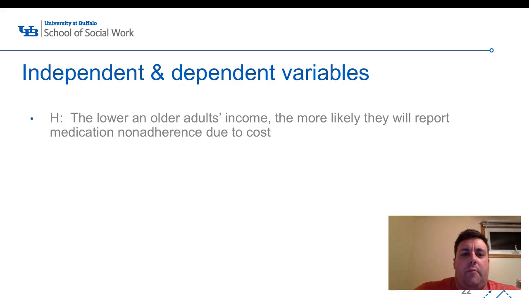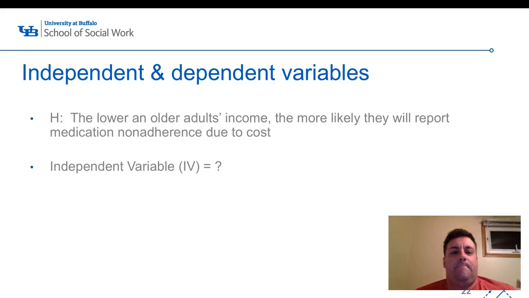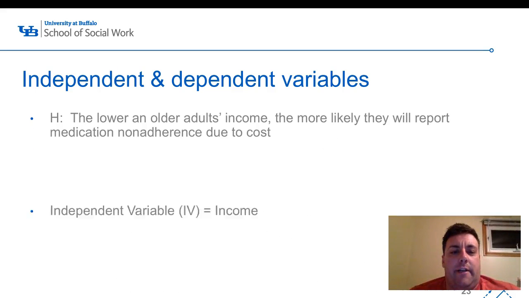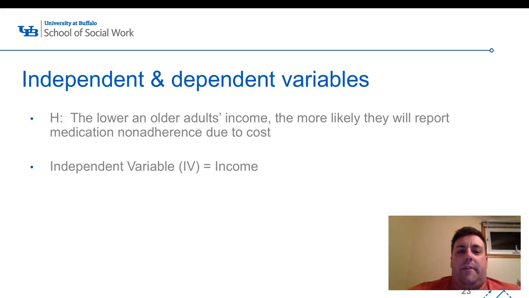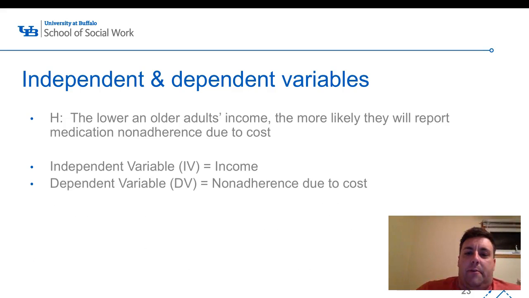We can do another example real quick. So the hypothesis again, the lower an adult's income is, the more likely they will report medication non-adherence due to cost. So what is the independent variable? What is the dependent variable? I'll give you a second to think about it. We'll go on to the next slide here. The independent variable is income, and the dependent variable would be non-adherence, medication non-adherence.